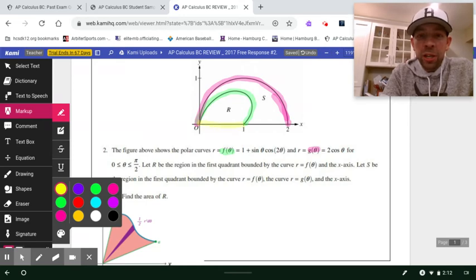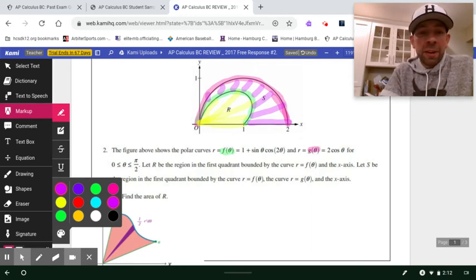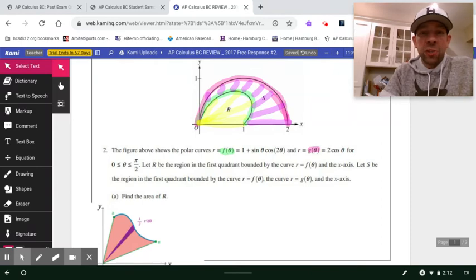And when I shade polar functions, I kind of like to do it in a wiper blade type of motion. And then S is just going to be this region here. So if nothing else, we've got ourselves a colorful picture. All right. So the first thing that they want us to find is the area of section R.